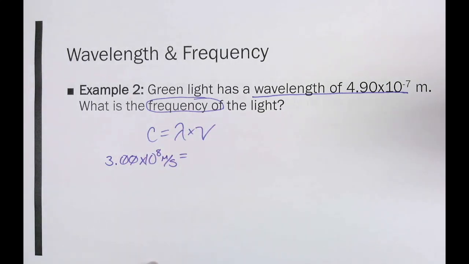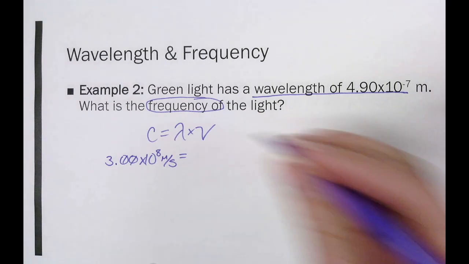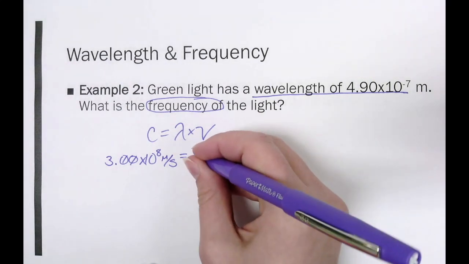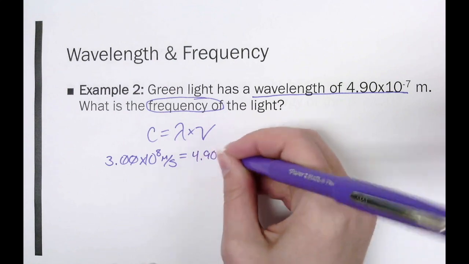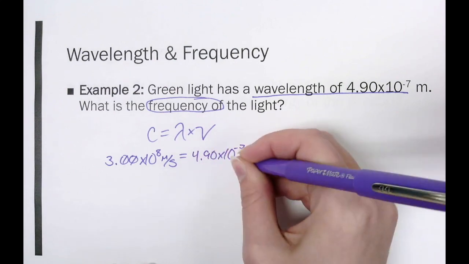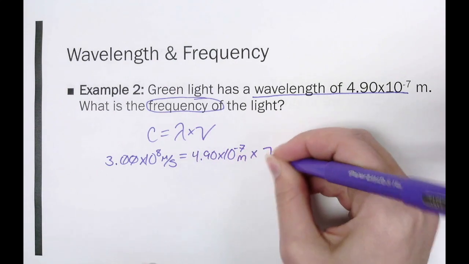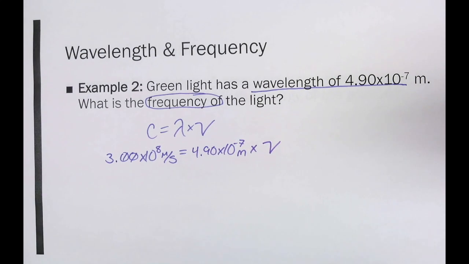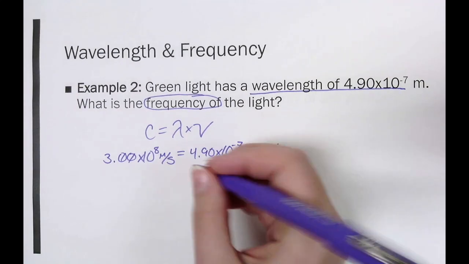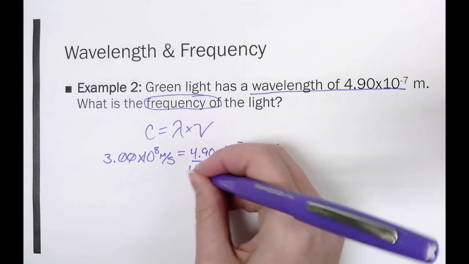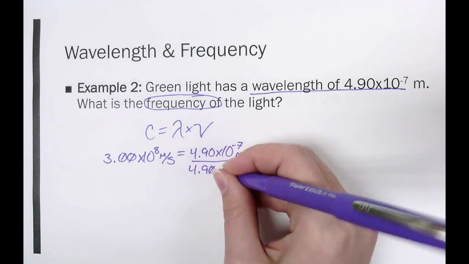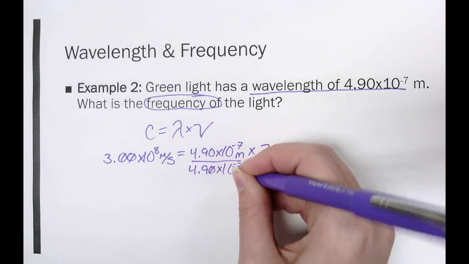Take a moment to pause the video and see if you can finish this one on your own. All right, let's see how you did. So this time I know my wavelength, it's 4.90 times 10 to the negative 7th meters times my frequency. So I'm going to divide both sides of my equation by my wavelength to get frequency by itself.